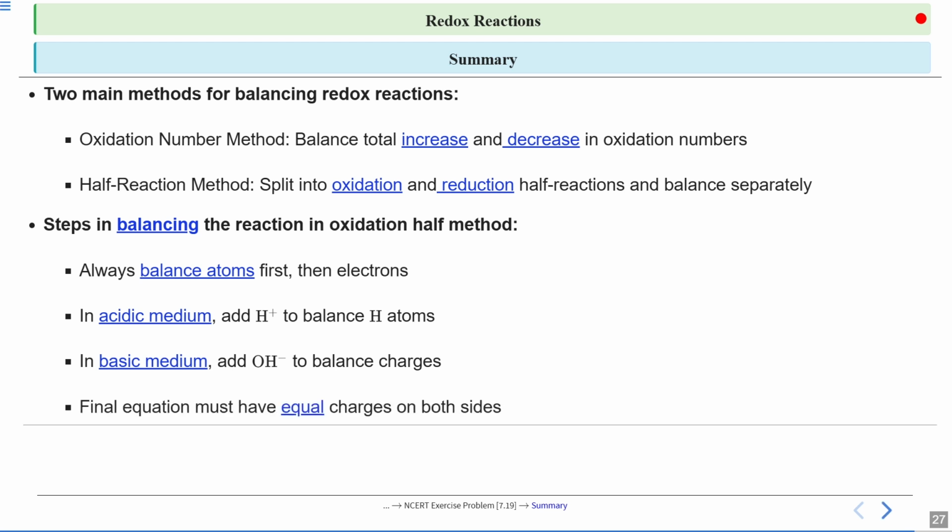And in the final equation, we will always check that both the reactant and the product sides must have equal charges on both sides, and also an equal number of atoms participating in the reactants while forming the product. So this is all about the balancing of redox reactions with the help of the oxidation number method in both acidic medium and basic medium. I hope this lecture is clear to you with each and every concept that we have studied here.